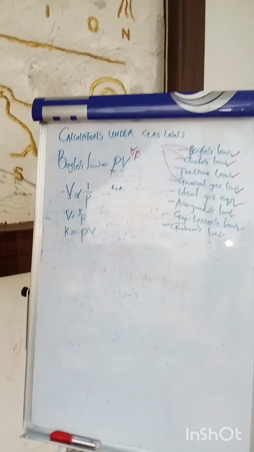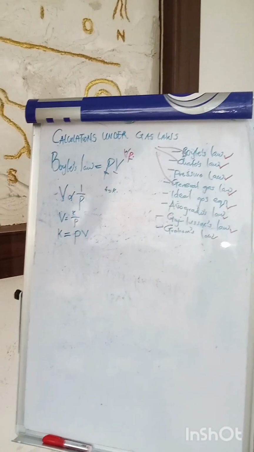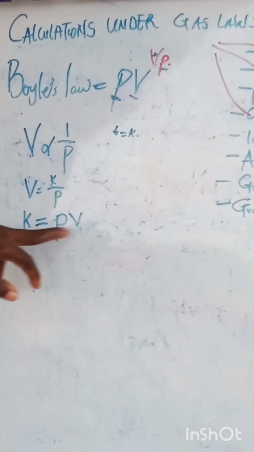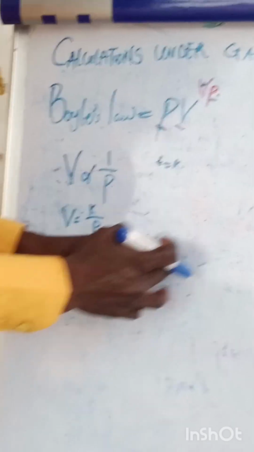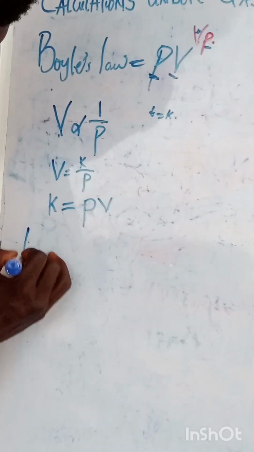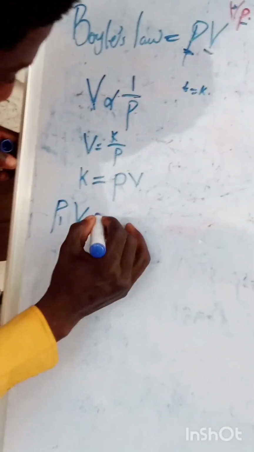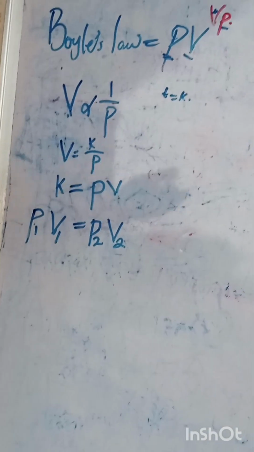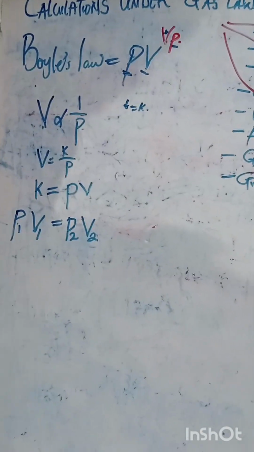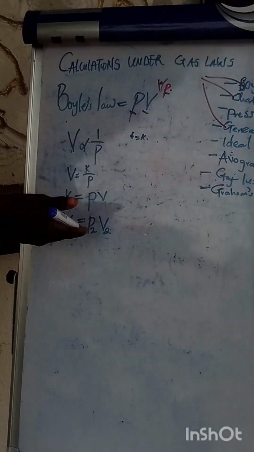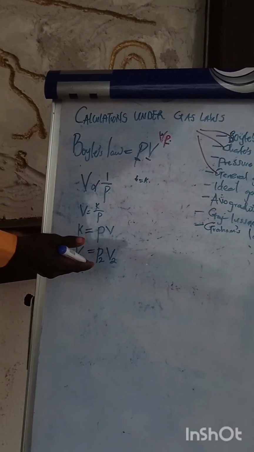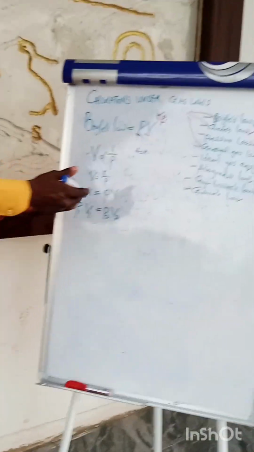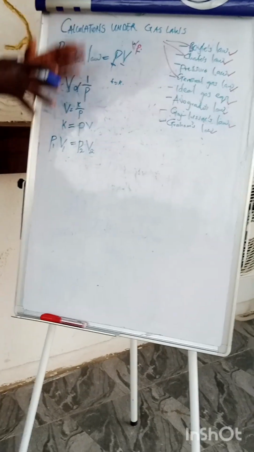So if you want to calculate anything at all under Boyle's law, the constant is PV, meaning that your P1 V1 is equal to your P2 V2. So this is just what you need to know. Very simple under Boyle's law. Use this mathematical expression, this formula, for any calculation at all under Boyle's law.